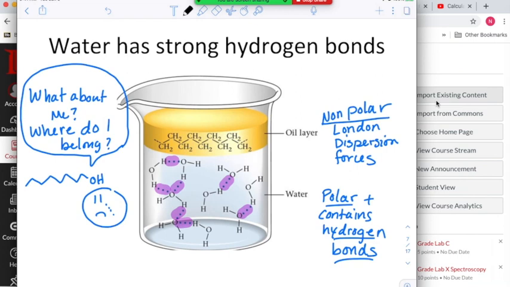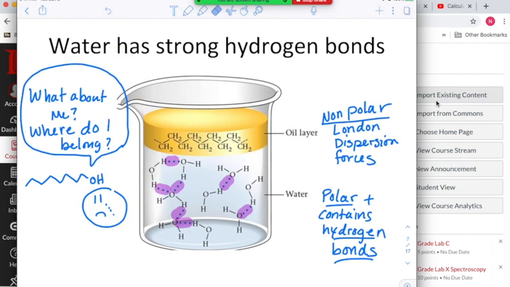And so I drew a little cartoon, again, not a great drawer, but here's an alcohol off to the side here. And it's saying, well, what about me? Where do I belong? Do I belong with the oil or do I belong with the water? And that's actually what we're doing with our lab today, is we're kind of figuring out, where do these alcohols belong? Where do they fit the best?